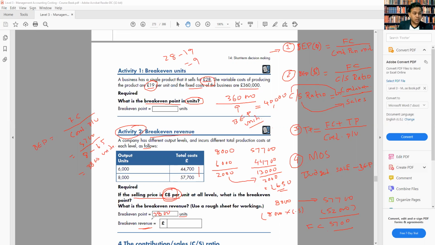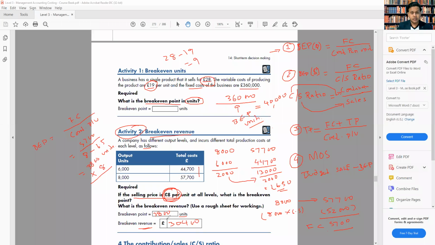And asking for the revenue, that's quite simple because I have the selling price. I don't have to use the CS ratio, so I just multiply with that. So 3,800 times 8, and that will give me the total sales value. So can we have the figure for that? 3,800 times 8, that will give us 30,400. That's the value. That's it. So this is the break-even revenue.